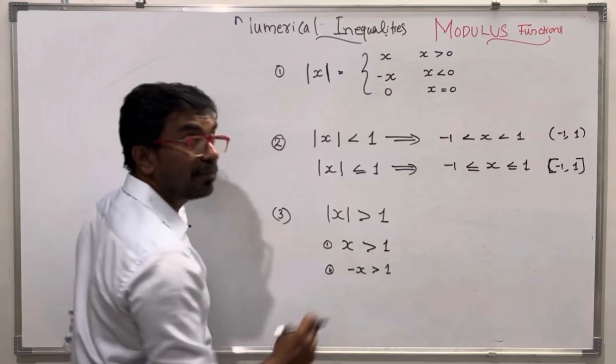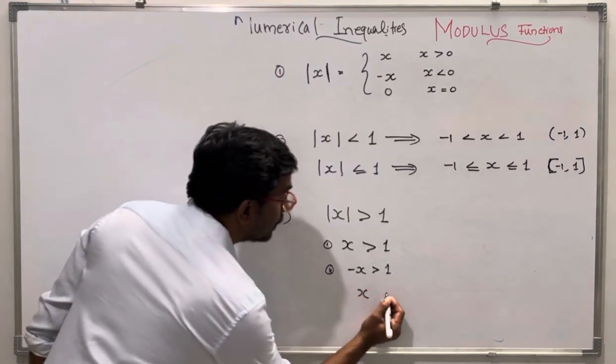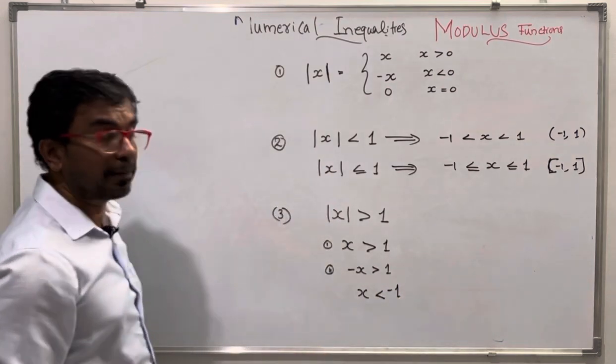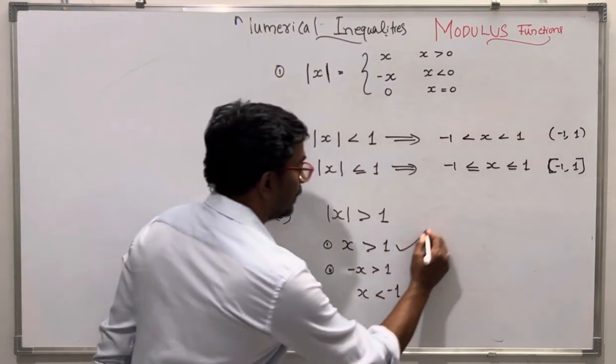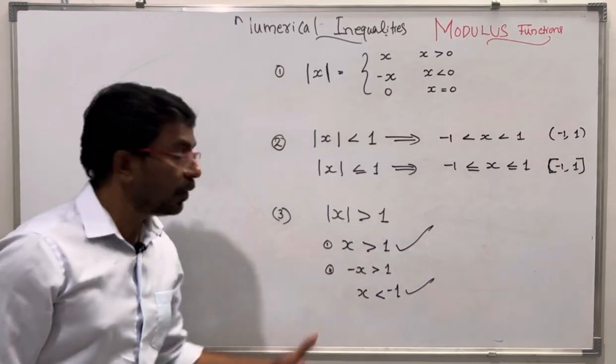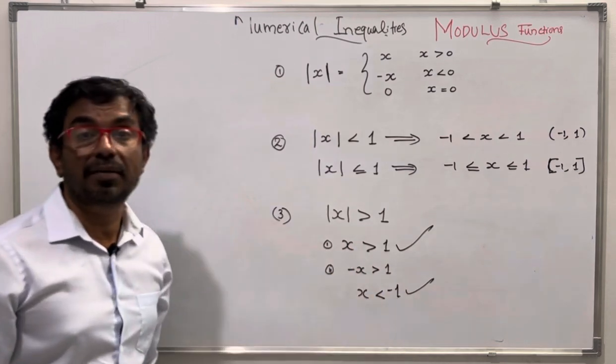Let me switch this minus sign over there. I want x only, not minus x. So I'll get x less than minus 1. Then what should I do? The inequality I should change. So I got two answers, one is this, one is this. Can we combine this? Here x is greater than 1. Here x is less than minus 1.